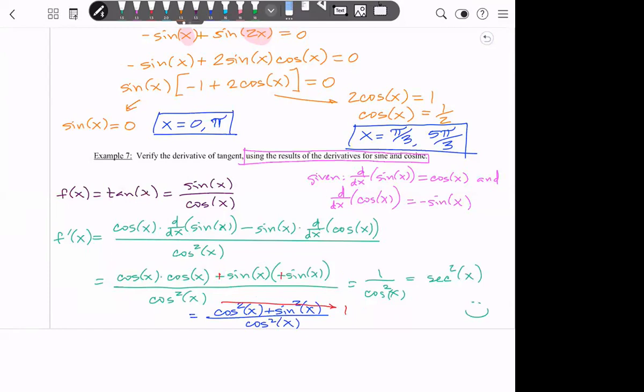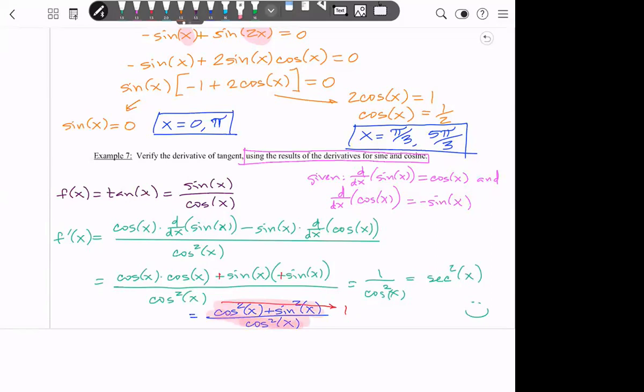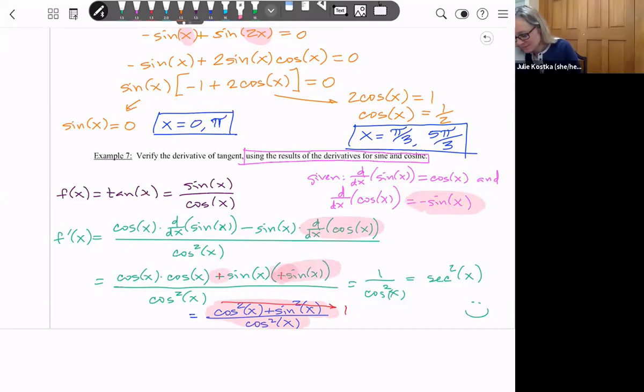Honestly, the only thing that's stumping me though is how you distributed the negative and turned them both positive. Gabriel, are you okay with it now that I have this written out? I know that part, but how'd you distribute that? You know how it's minus sine x over the derivative? The derivative of cosine x is negative sine. Right. Oh, okay, got it.